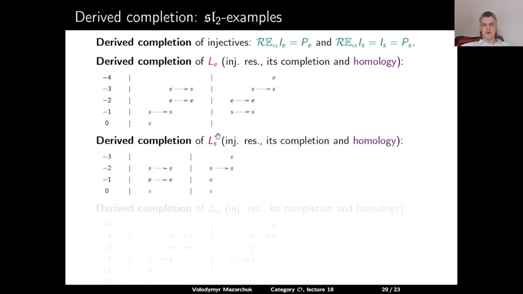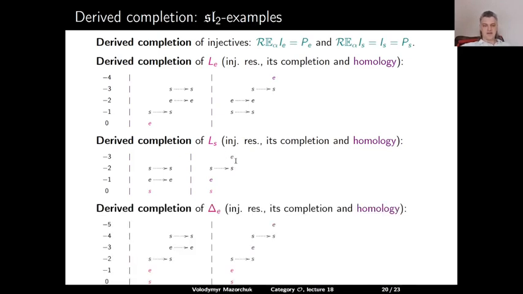So here is how we compute the derived completion of LS. So LS has an injective resolution. It's a submodule of IS, and the cokernel is IE. So when we complete, IS remains the same, and IE becomes PE. So in the homological position 0, we get additional homology. So LS is mapped to delta E. And in the homological position 1, we get homology E.